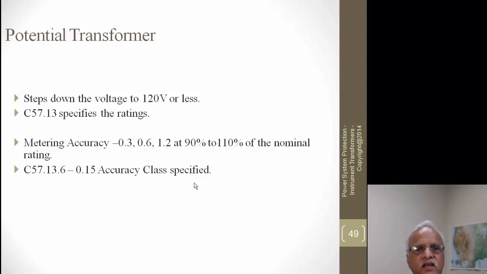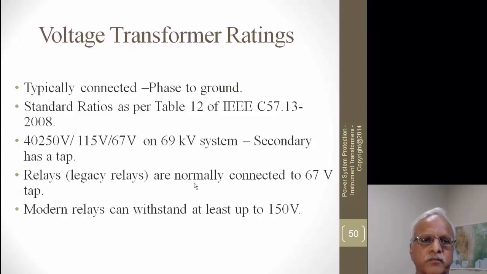So the ratio of the voltage is within 3%, the error cannot exceed 0.3 or 0.6 or 1.2% if the voltage is within plus or minus 10% of the nominal. Okay, and there is a special class 0.15% available, and that is published as a special standard, a special document in IEEE.